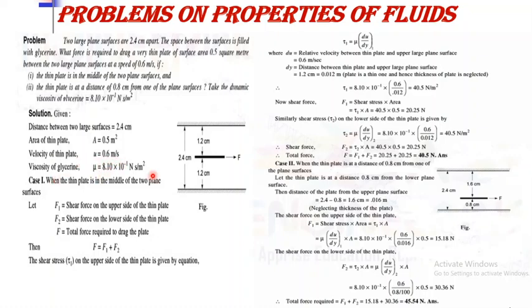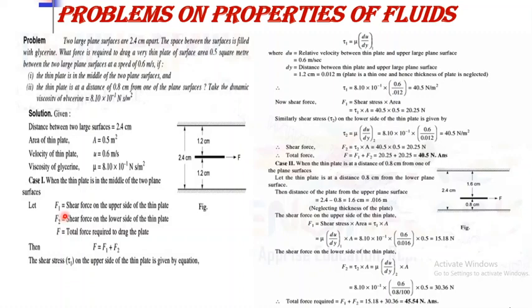and the fluid, that is glycerin, has a viscosity of 8.1 × 10^-1 Newton second per meter square, and that viscosity is nothing but the dynamic viscosity. So when we place the plate in the middle between the two plane surfaces, we have to calculate the top force and bottom force, and we have to add these two forces to get the final force which is applied on the plate.